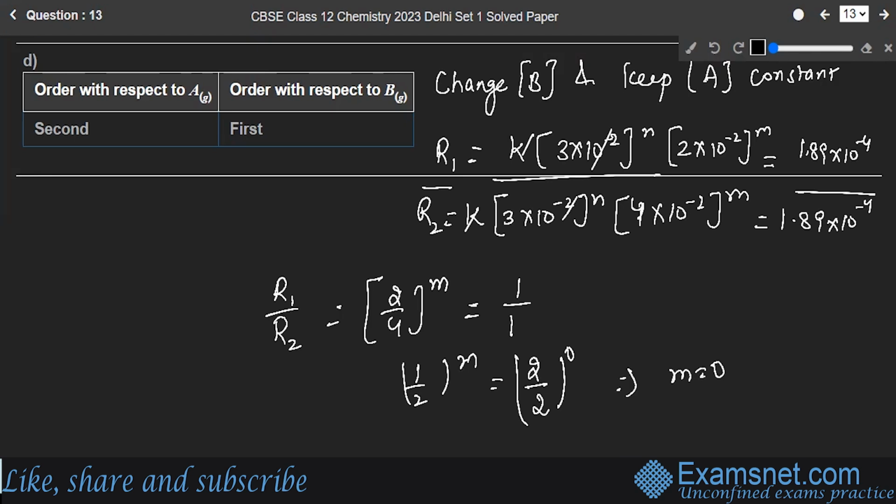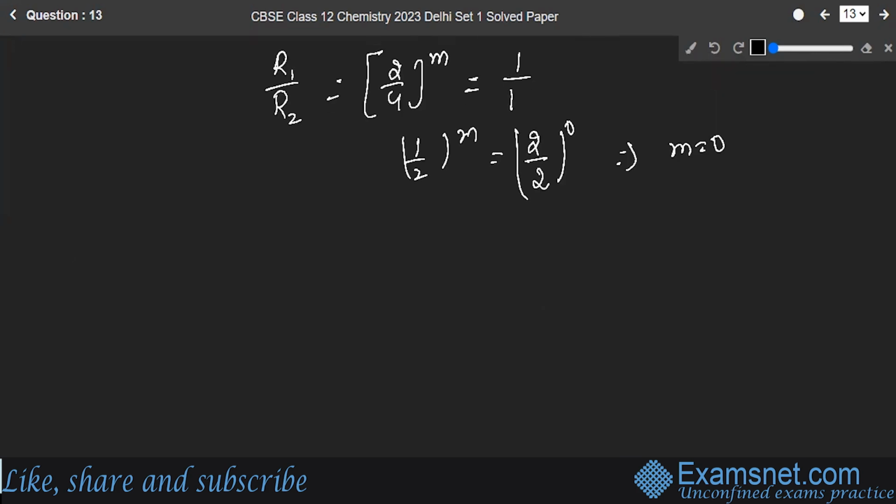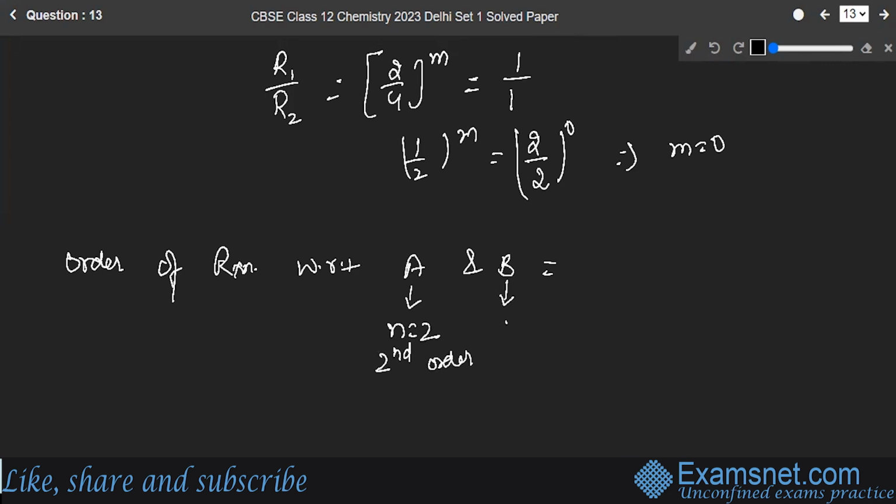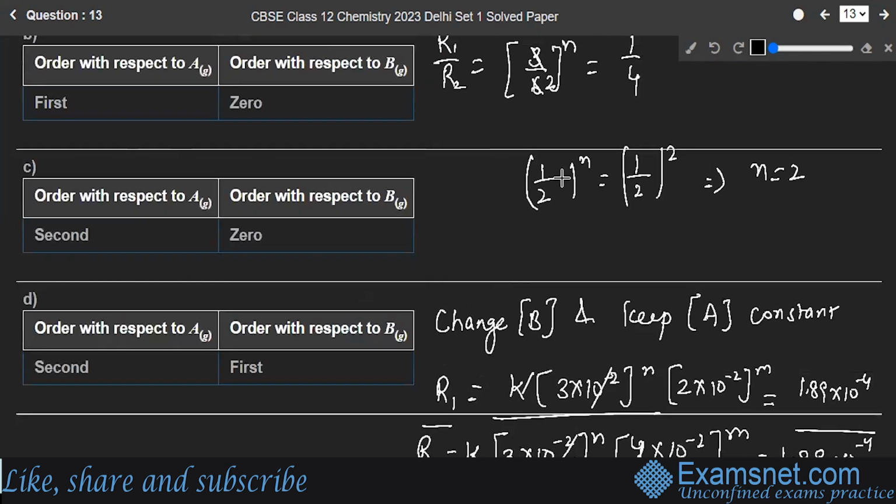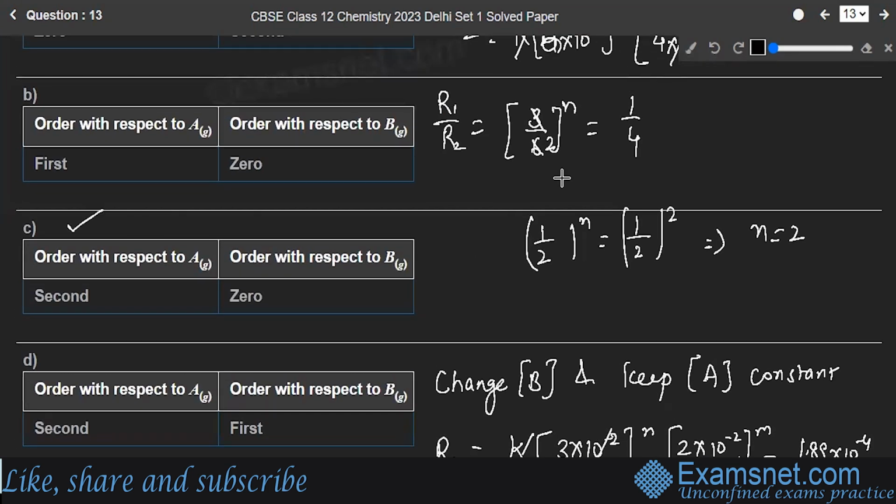Therefore, the order of the reaction with respect to A and B is given by, for A, n is equal to 2. So this is second order. And for B, you had m is equal to 0. So this is 0 order. So this is second order and 0 order respectively. Now let's check with the options. We have C as the right answer. Hope you understood that. Let's move to the next question.